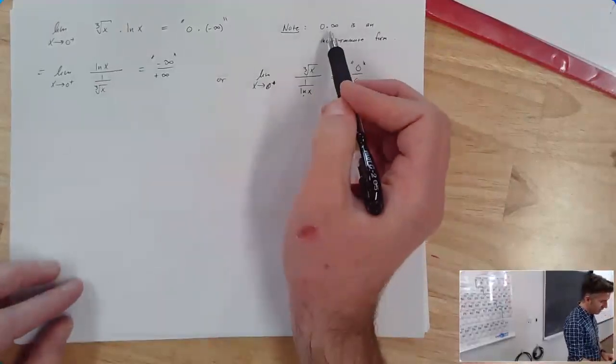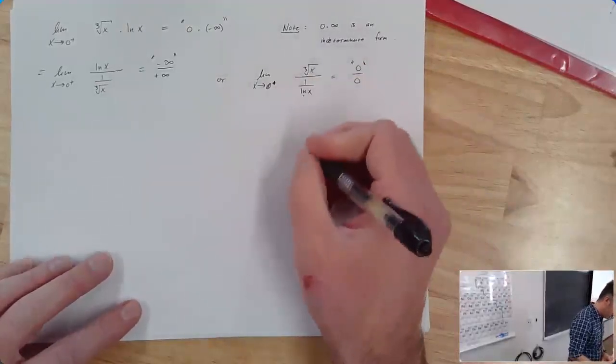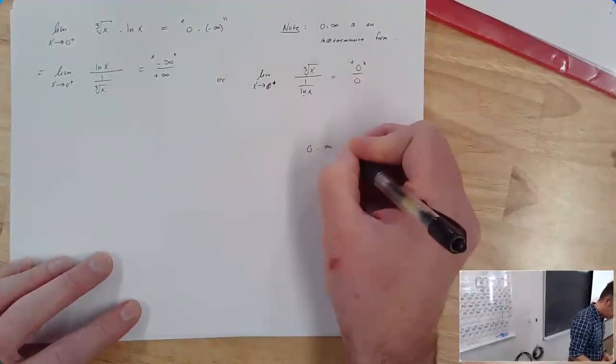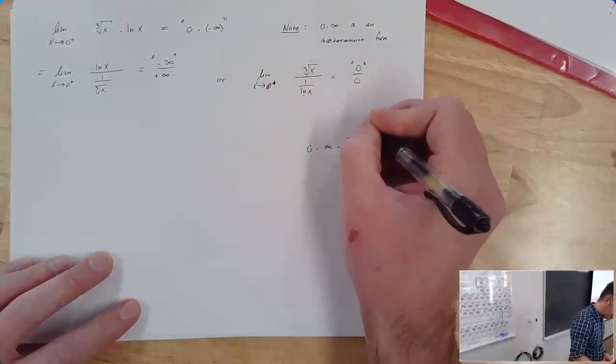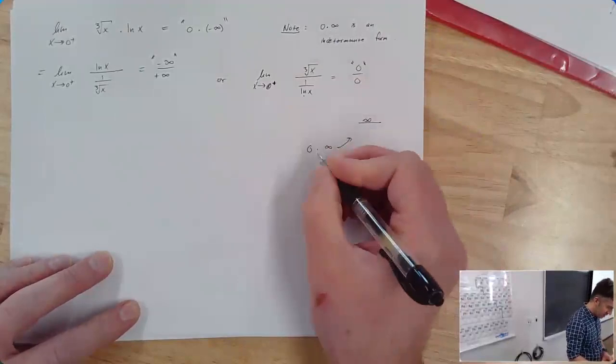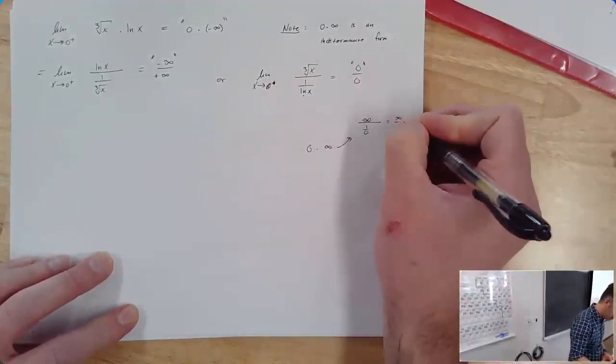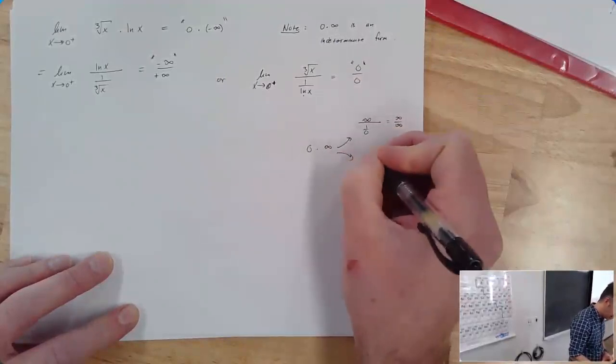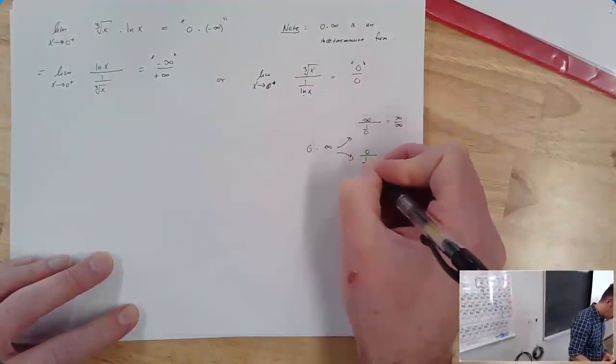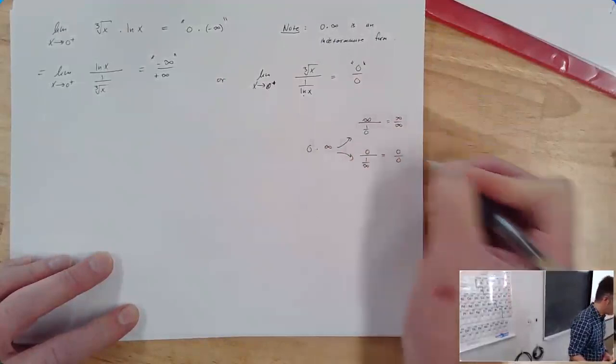Which kind of makes sense if you think about it, right? If you have a 0 times infinity, what you're really doing when you rewrite this is you're either rewriting it as infinity over the reciprocal of your 0 thing, which is like an infinity over infinity, or you're rewriting it as 0 over the reciprocal of your infinity thing, which is like a 0 over 0.